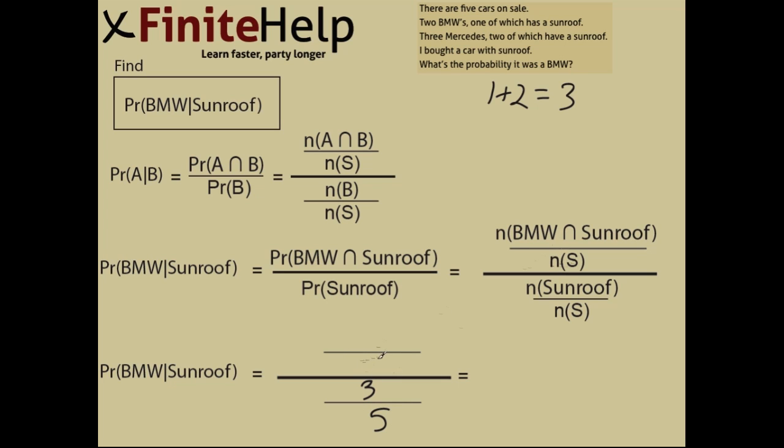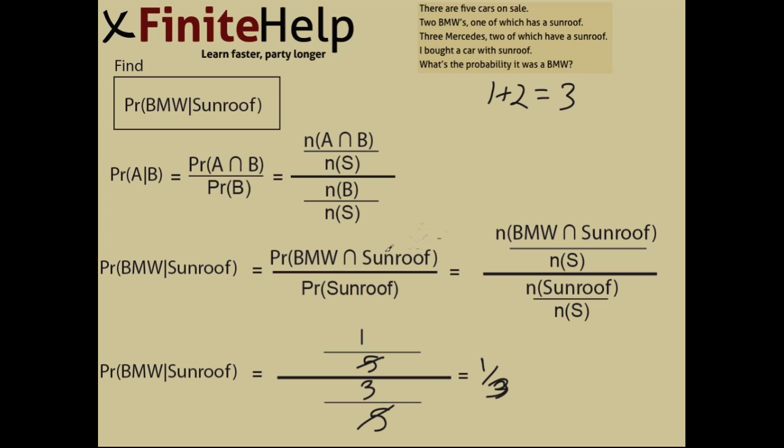So now we can go up and find the number of elements in the sample space again. That's the same, 5 cars. Now we need to find the number of BMW intersect sunroof. So how many BMWs have a sunroof? Well, there's just 1, so I'll put 1 there. Then we can simply cancel out the 5s, and that will give us 1/3, which is the answer: the probability that I buy a BMW given that it has a sunroof.